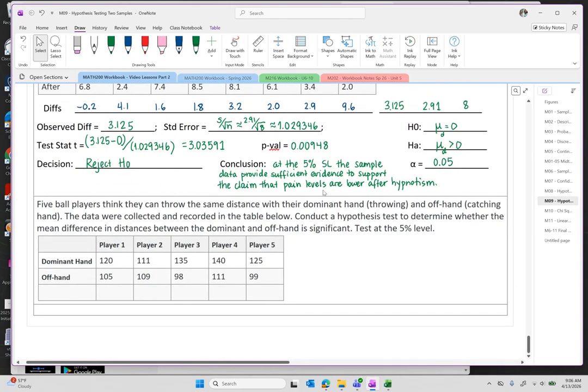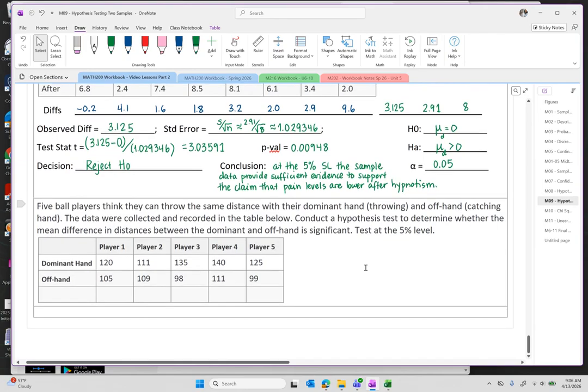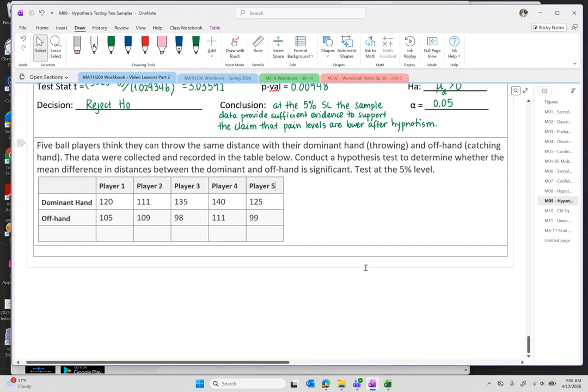Now, without going into all of this manual work, let's try to actually answer this using ArtofStat. The next example says 5 ball players think they can throw the same distance with their dominant hand, the throwing hand, and their off hand, the catching hand. The data were collected and recorded in the table below. Conduct a hypothesis test to determine whether the mean difference in distances between the dominant and the offhand is significant. Test at the 5% level.